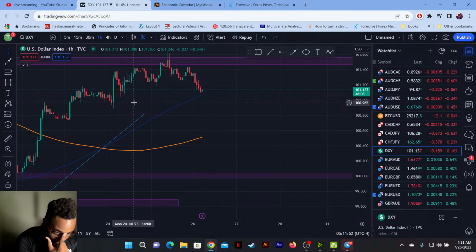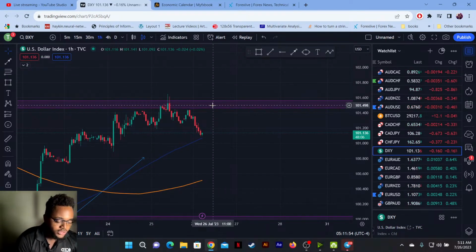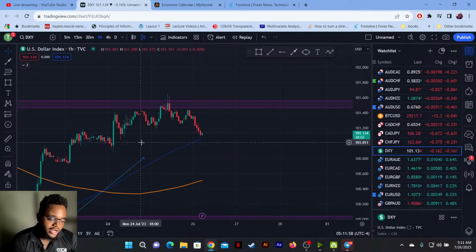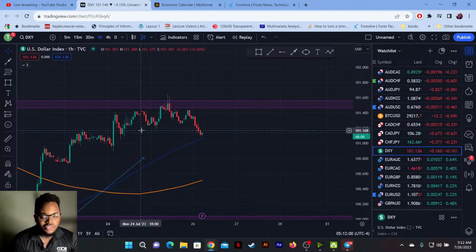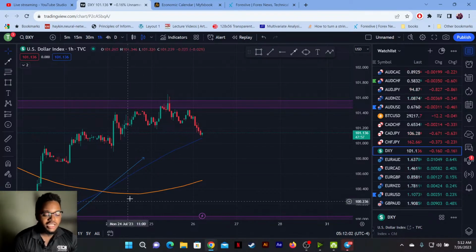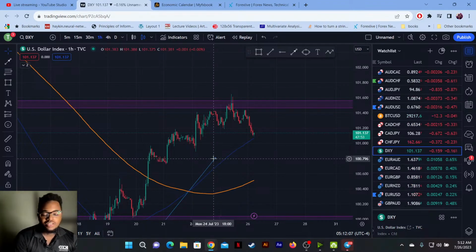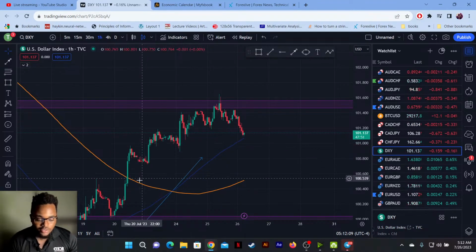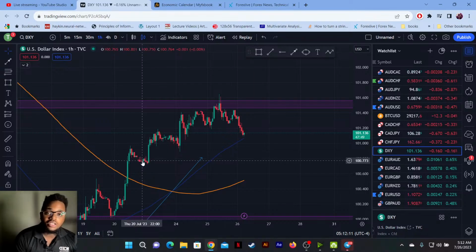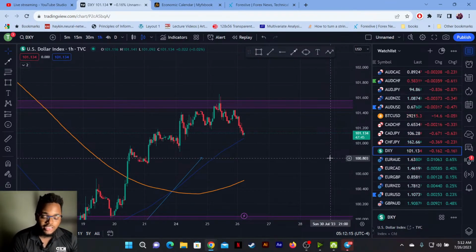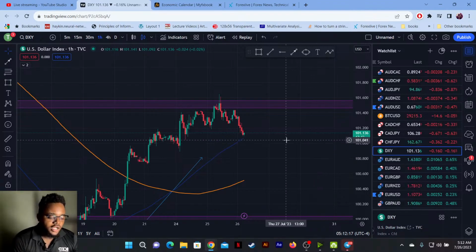So we may see a pullback back into the zone on the interest rate decision, maybe. I do think that if interest rates do come out as expected, this has been highly anticipated and priced in already by the markets. So if it does come out as expected, then we would see a negative movement for the dollar itself, right? So EUR/USD buys. That's something I'm looking forward to.